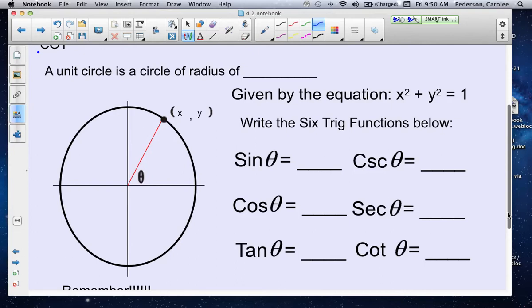So the unit circle is the radius of 1. And it's given by the equation of a circle. X squared plus y squared equals 1.